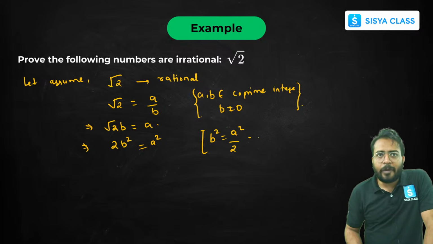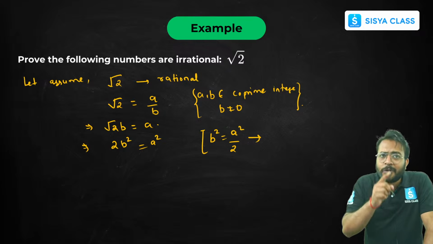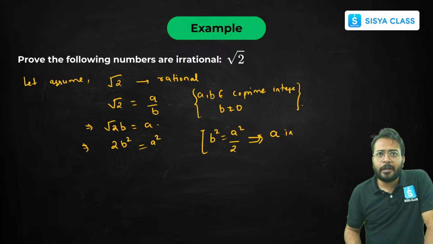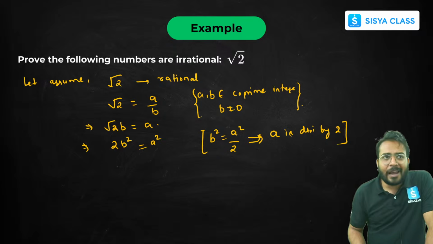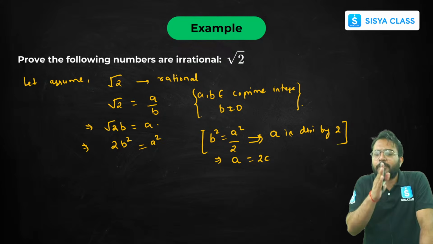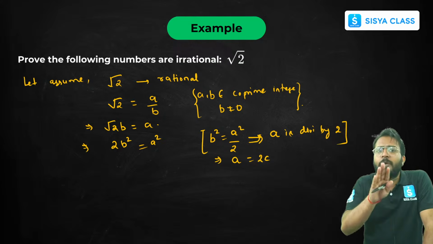And if a square is divisible by 2, then definitely a will also be divisible by 2, yes or no? That means that a will also be divisible by 2, right. A is divisible by 2, and if a is divisible by 2, I can assume that a is equal to 2 times c, yes or no. We can see now, if a is divisible by 2, that means definitely a is going to be a multiple of 2, right, yes or no.